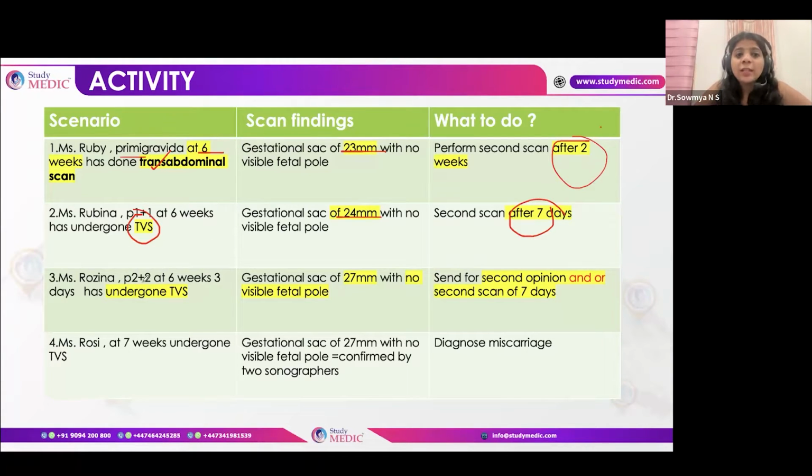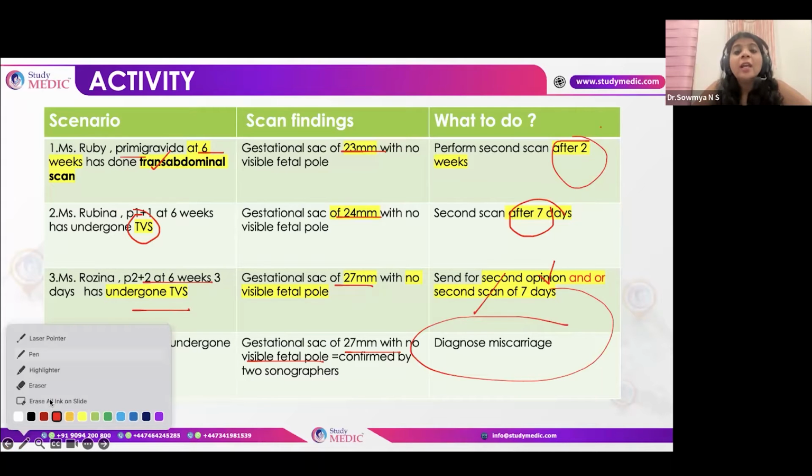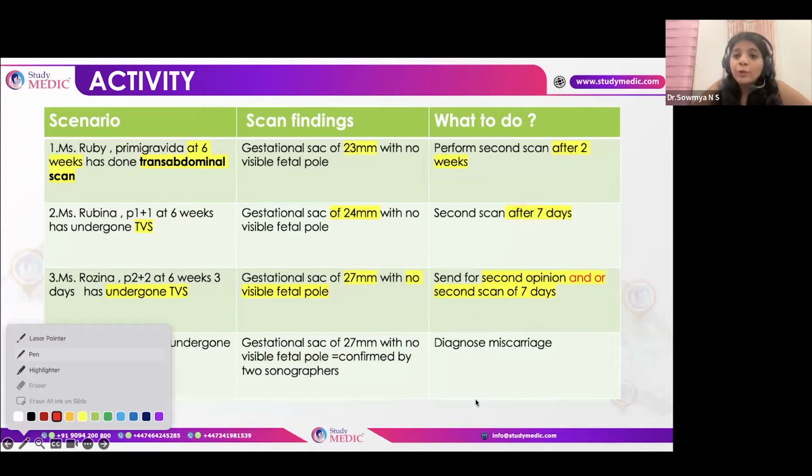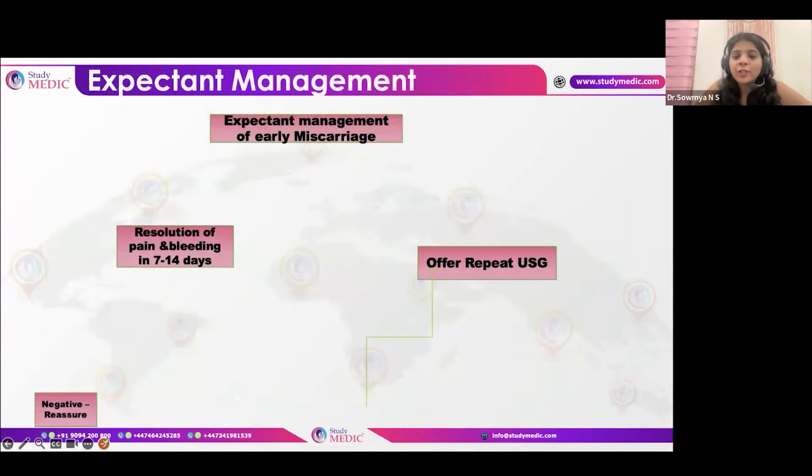The next one, there is a multipara who has undergone TVS, sac of 27. So 25 or more. It is the second protocol which we discussed. No visible fetal pole. Then you can send for a second opinion and a second scan after 7 days because it is transvaginal. The next one, there is a gestational sac of 27 millimeter with no visible fetal pole. Two people have checked the scan, then you diagnose miscarriage. The whole point is you have to give the benefit of doubt and make sure that you give sufficient time before you diagnose miscarriage. Okay, guys, you will be asked questions on this. That's the reason I've given you this.